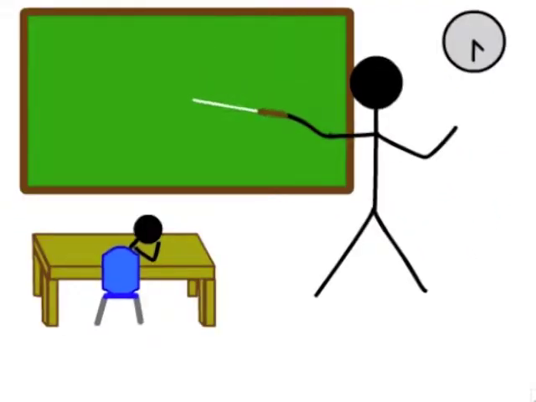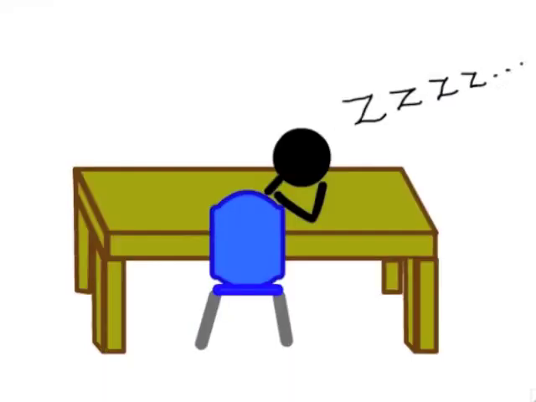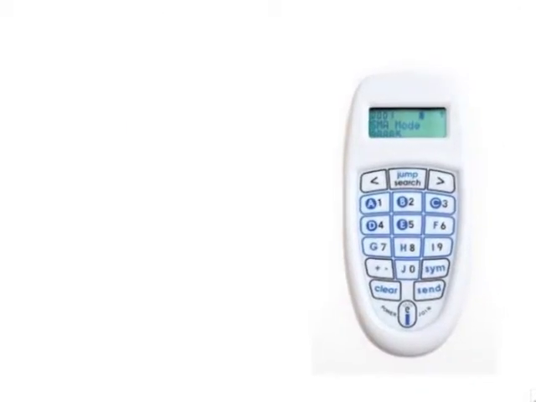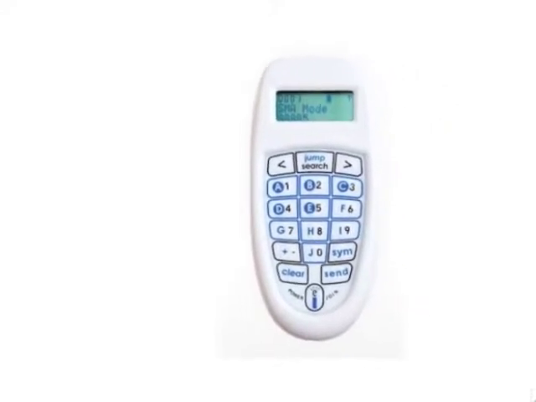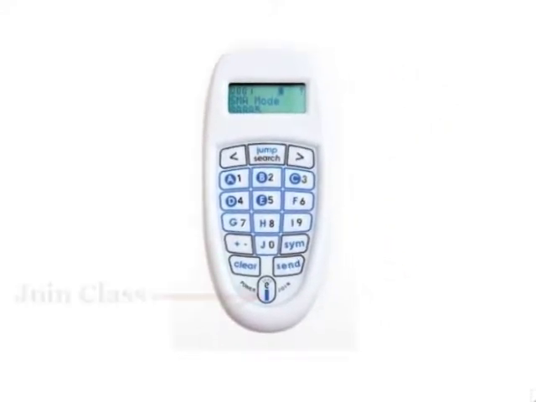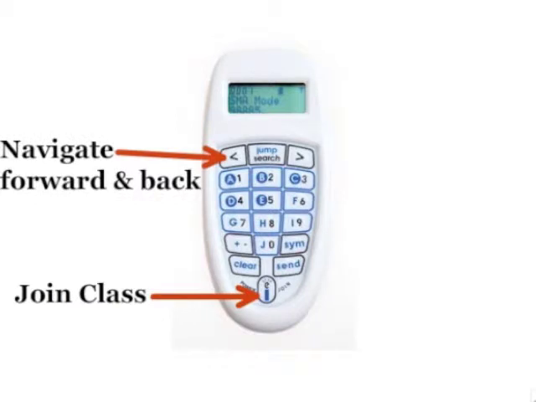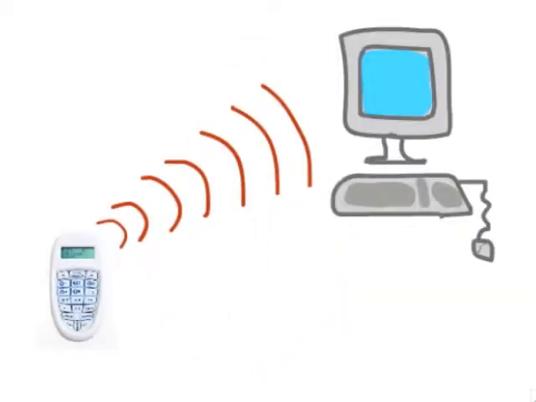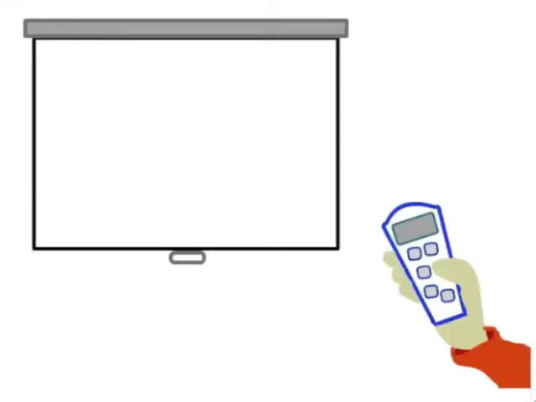If your instruction is so teacher-focused that you're putting your students to sleep, try using clickers in your classroom. The e-instruction clickers are fun for kids and easy to use, with simple buttons that allow students to join a class, go forward or backward in the lesson, input alphabetical or numeric answers on the keypad, and send their answer to your machine, giving you instant data that you can use to guide your instruction or to share with your students.